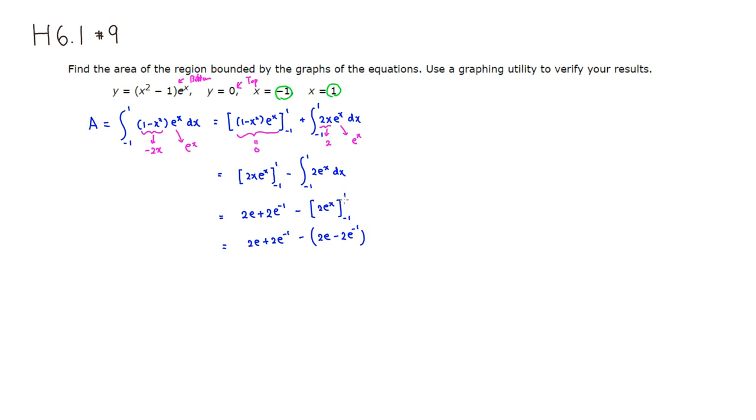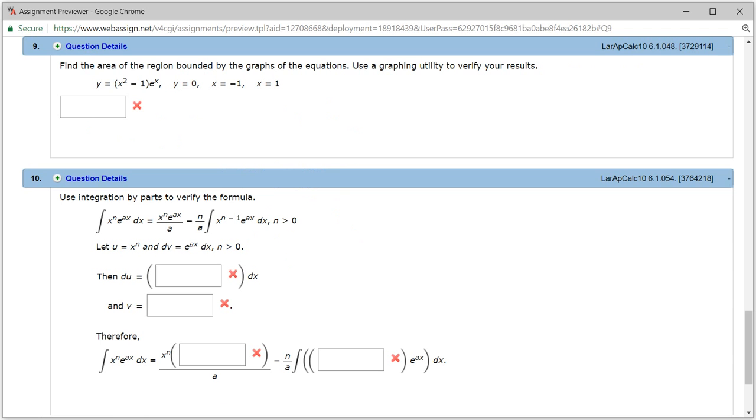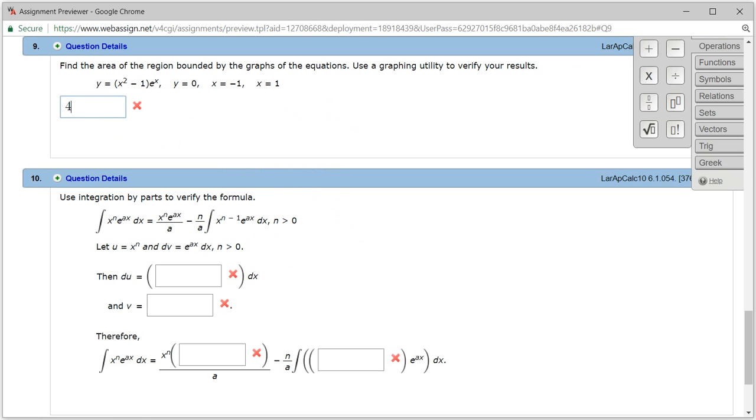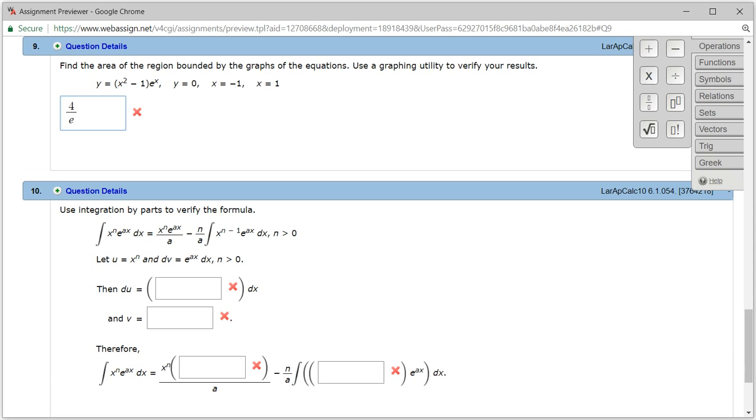So in this case, 2e minus 2e cancel out. So you have 2e to the -1 plus another 2e to the -1. So it's going to be 4e to the -1, or if you want, we can write it as 4 over e. So let's type it in. So we got 4 over e.